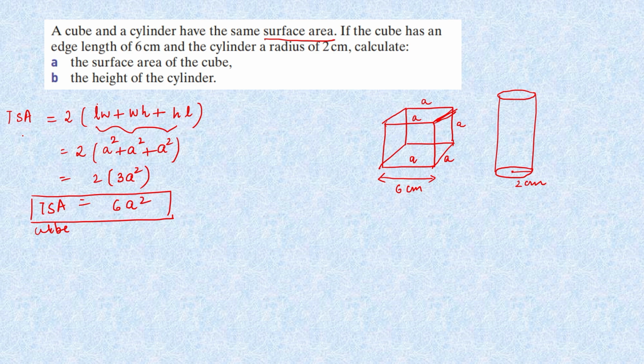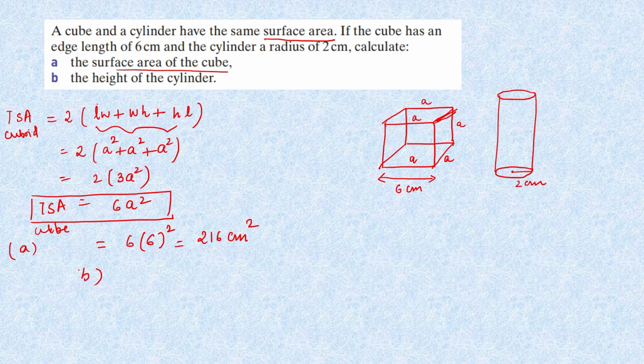Now, what we have to find is the surface area of the cube. The surface area of the cube is 6a square. We know the length of the edge of the cube, which is 6, so we'll just substitute the values. This will be equal to 6 into 36, which is 216 centimeters squared. This is the total surface area of your cube.